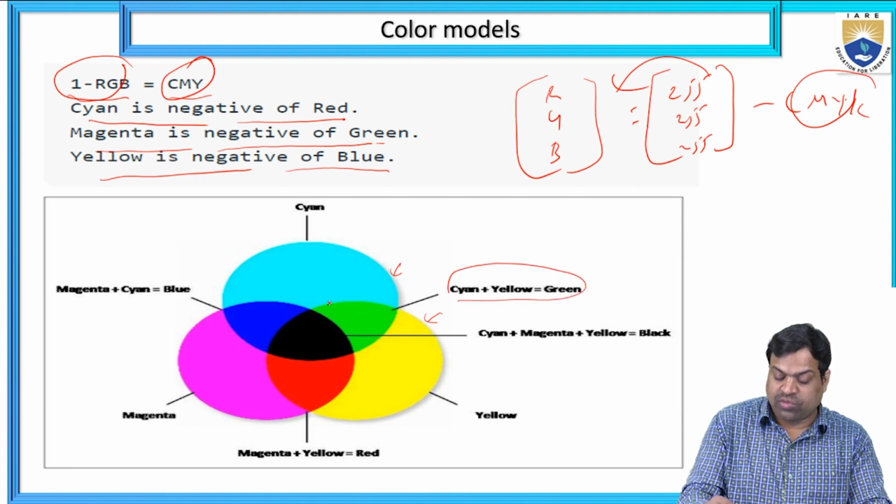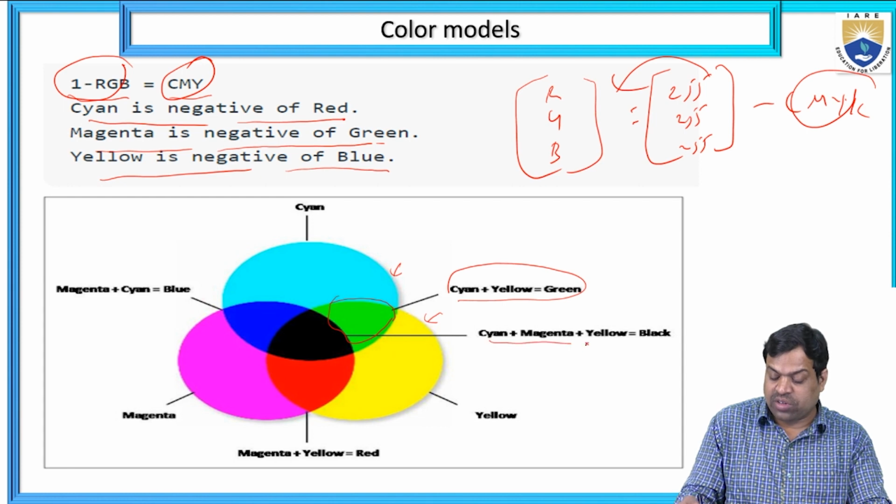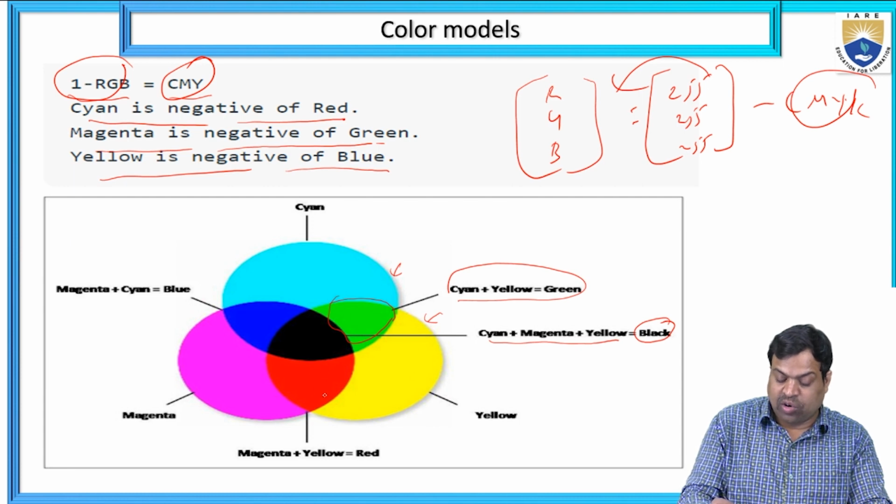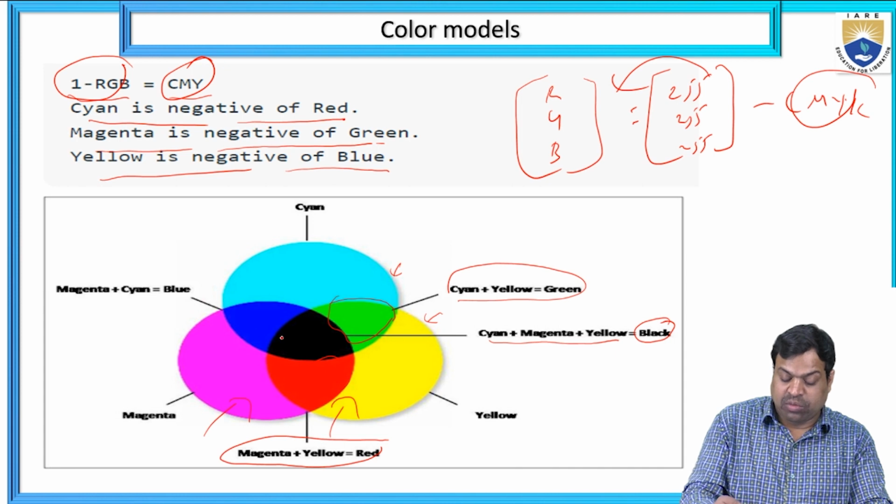Here the combination of cyan plus magenta. So what is the combination of cyan, magenta and yellow? It is black. Here I am getting yellow. So I am getting red here. How am I getting red? Magenta and yellow, that is the red color. Here I am getting blue color. How is it possible? What is the color here?